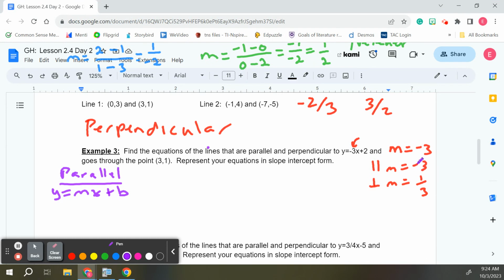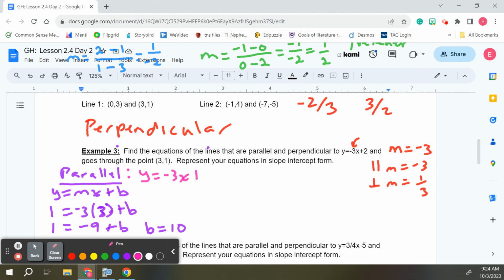I'm going to take the slope of my parallel line and substitute that in. So that's negative 3. And then I'm going to substitute in this point. Here's my x, here's my y. So this will be 1 times 3. And then we have the plus b. So this gives me 1 equals negative 9 plus b. And I add the 9 to both sides, so I get b is equal to 10. This tells me that my parallel line ends up being y equals negative 3x plus 10.